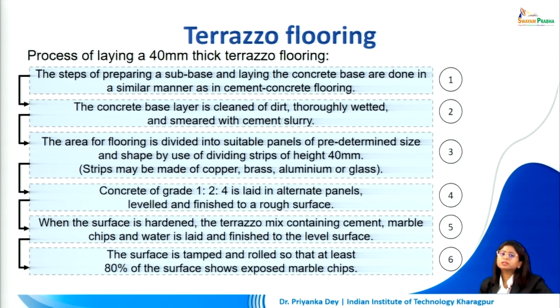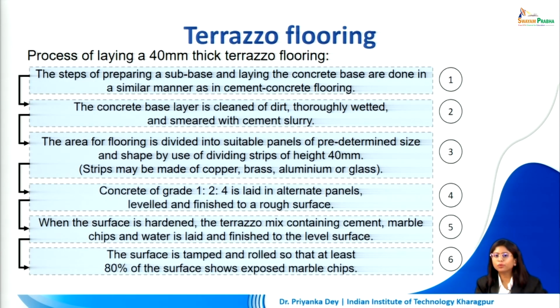So, how do we make a typical 40 mm thick terrazzo flooring? First is we create a base layer. A concrete base is made very similar to what we were dealing with in the previous examples. Now, this concrete base layer is cleaned of dirt, thoroughly wetted and smeared with cement slurry. Now, the area of the flooring is divided into suitable panels of predetermined size and shape, and we divide this by using strips which are of a height of 40 mm. Now, we can use different materials to make these strips. We can have copper, brass, aluminium or glass strips which are interspaced depending upon the size of panel we want for our terrazzo flooring.